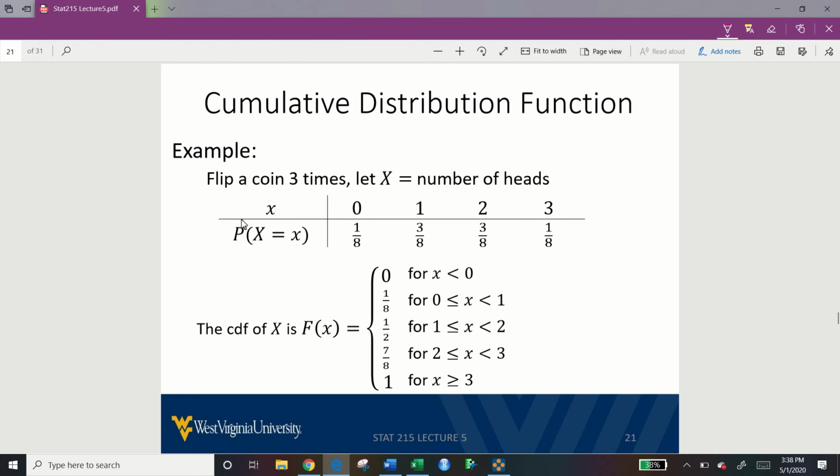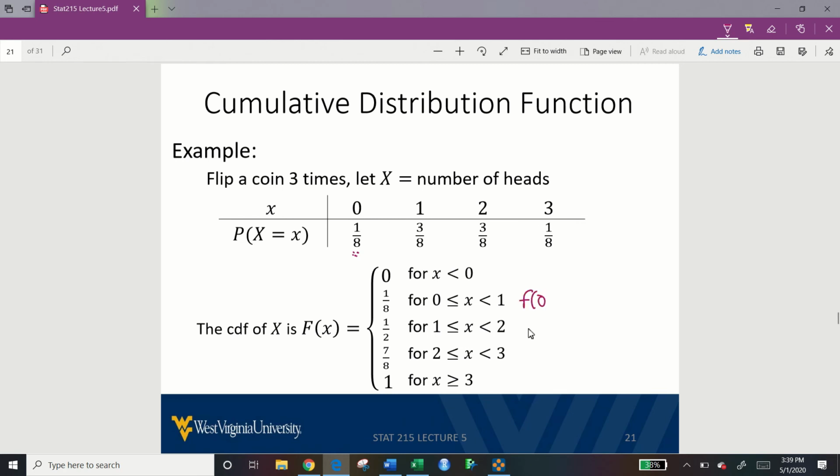Next, from 0 to 1, our probability is going to be 1/8. For 1 less than or equal to x less than 2, it's going to be 1/2. You may be wondering where this value came from. It's a simple addition.